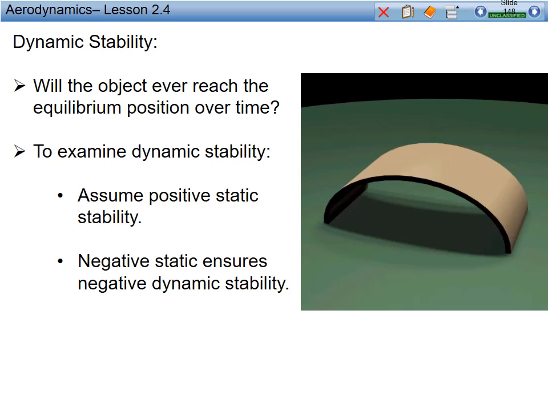Dynamic stability is what happens to the object over time. Will the object ever reach equilibrium position over time, or will it diverge further and further from its equilibrium? To examine dynamic stability, we must first assume positive static stability. An object has to have an initial tendency towards its equilibrium point for dynamic stability to even be discussed. Negative static and neutral static ensure negative dynamic stability.